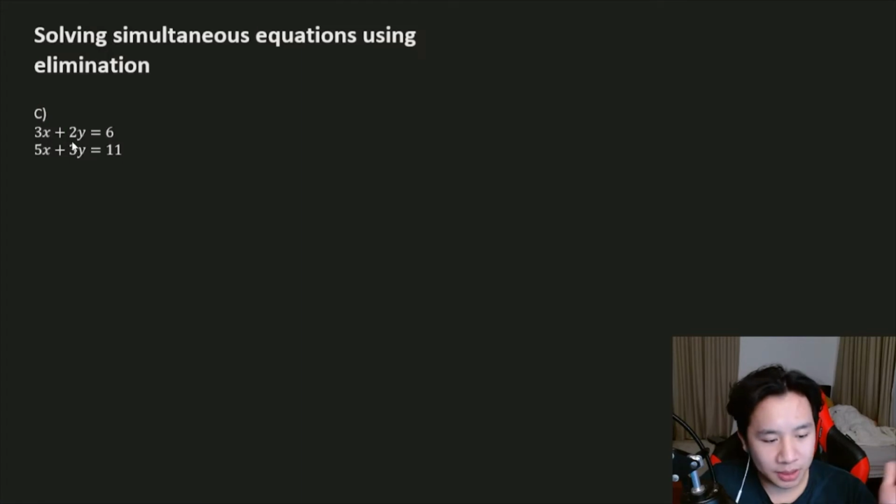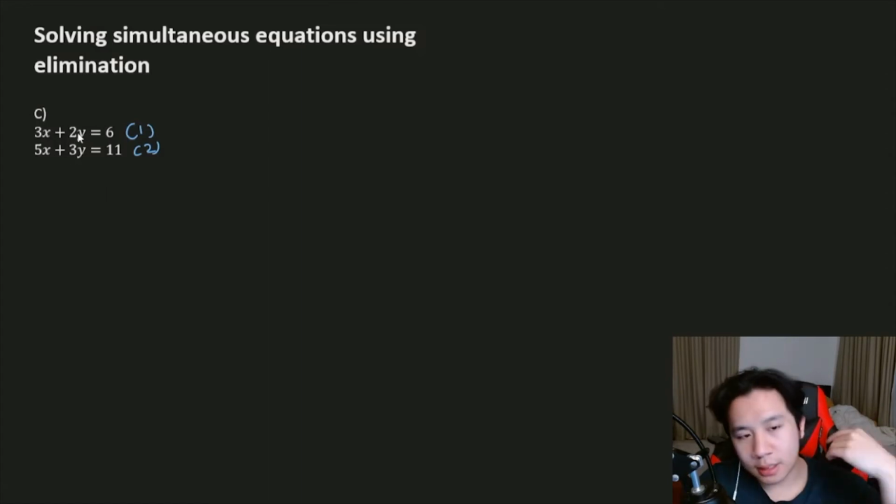You can do it, but you would have to do it with a fraction. Same with this 3x. If you wanted to match it with this 5x, you have to multiply by a fraction, and that just makes the whole equation look really ugly. So to do this, I'm just going to label this as 1 and 2. You actually want to multiply both of them. In the other question, we only multiplied one of them. In this one, I'm going to multiply both of them.